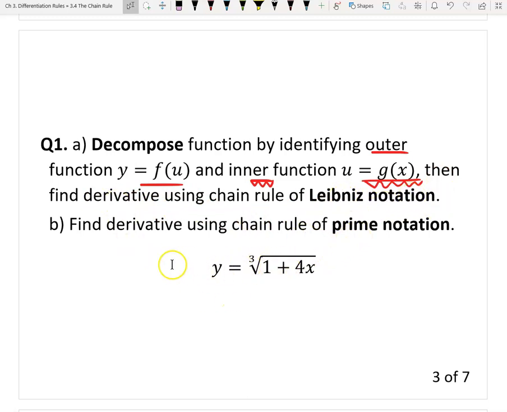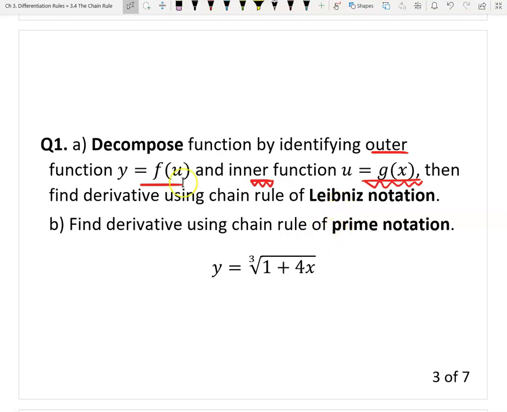After we use Leibniz notation, please look at the second. We're going to find the derivative using prime notation, which means the same function. We have to use Leibniz notation to find the derivative, and also use prime notation to find the derivative. What are we going to do? Of course, we're going to compare, see if both methods get the same answer, or we're going to practice how to organize our work. So the first step, decompose, and then Leibniz notation, and then prime notation.